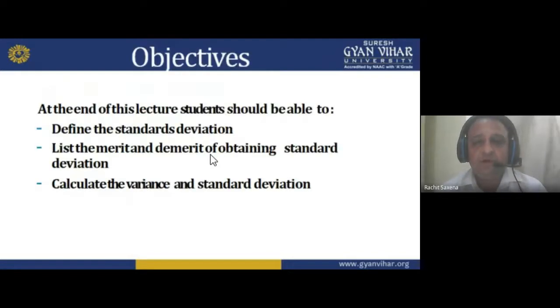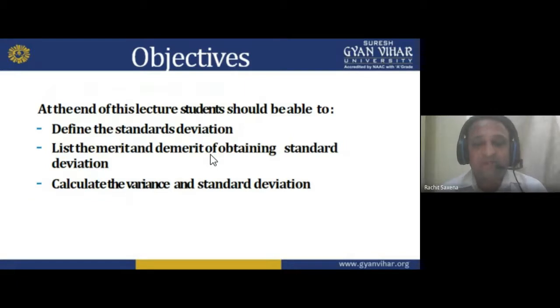Now, objectives. If I am starting something and you start something, there will be some motto and objective. At the end of this lecture, students should be able to define the standard deviation. What is the definition? What are the merits and demerits of obtaining standard deviation? If I am using standard deviation, there should be some merits, the advantages, and some disadvantages: we can use it up to a certain limit, but not for the maximum limit. So that is the demerit.